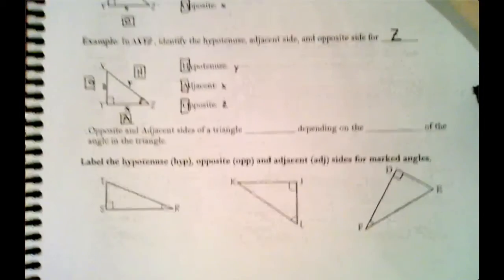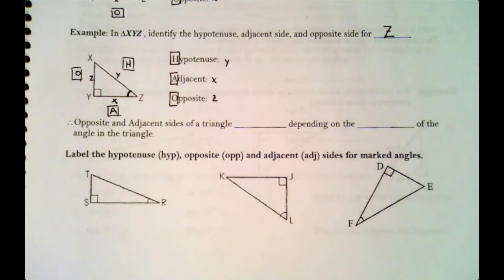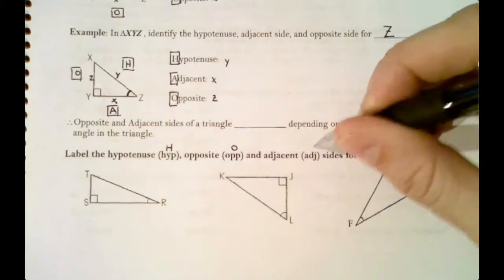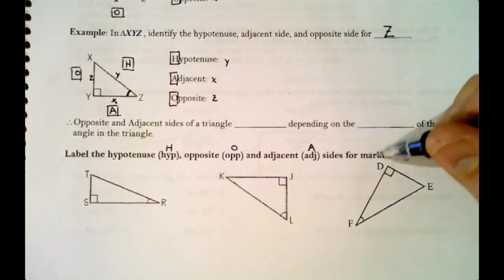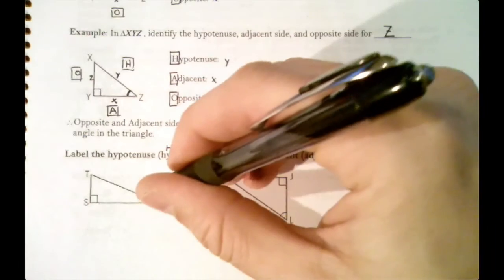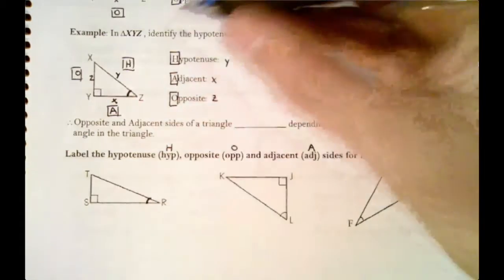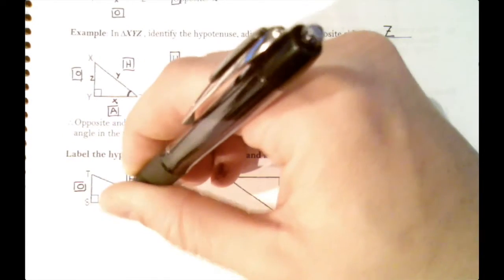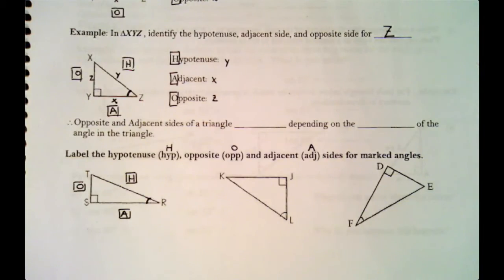So let's go down here. Here's three triangles. We're going to label it with H, O, and A from the marked angle. So our marked angle is R. Let's start with H. That would be across from the 90. O would be across from the angle. And A would be the side touching the angle. If you want, pause the video and try the next two on your own. I would do that. Otherwise, I'm just going to continue on and show you how to label the last two.